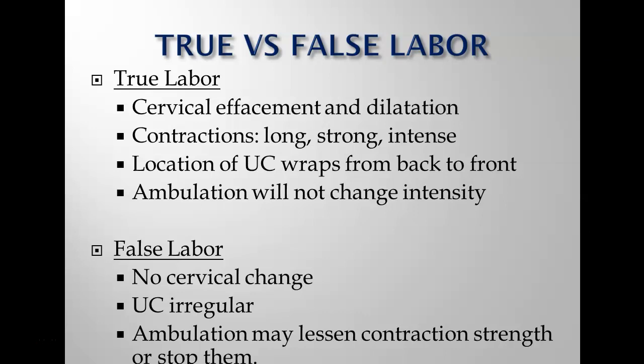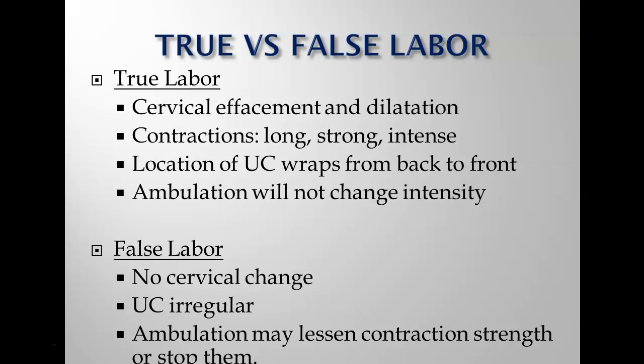So there are differences between true and false labor. True labor means that the uterine contractions that you are experiencing are causing cervical effacement and dilatation. Those contractions are usually long, strong, and intense. The location of the uterine contractions usually wraps from back to front, and ambulation will not change the intensity. Just by moving or changing position, it will not lessen the intensity.